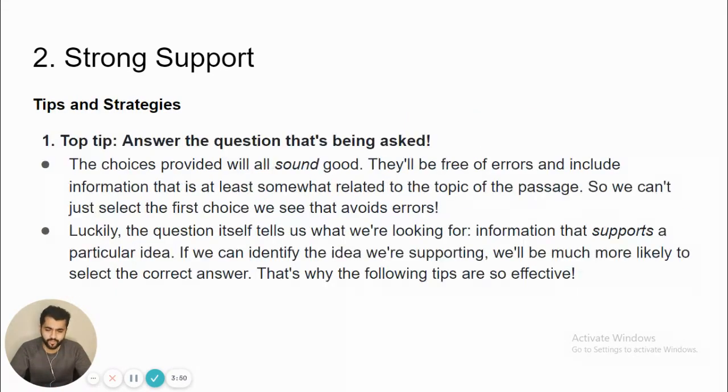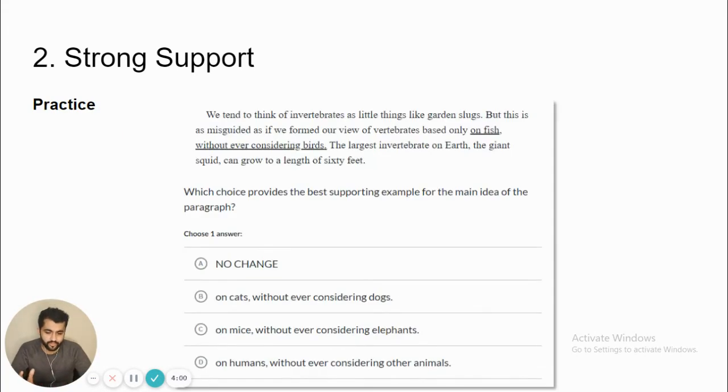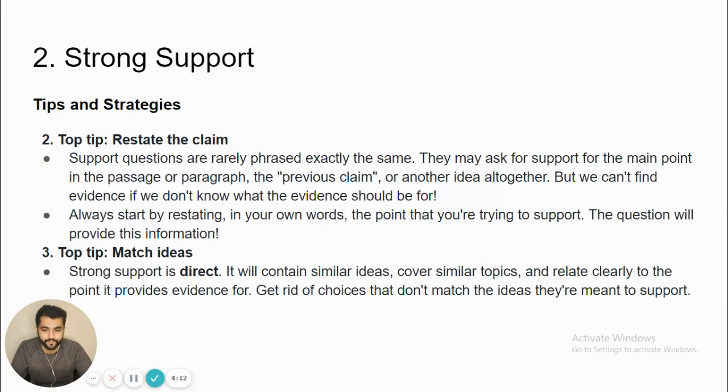If you look at top tip number one, we've been told that all of the choices will be somewhat relevant and all of them will be error free. If you look at the choices, all of them include animals, and they include two animals, and all of them are without error. So that doesn't mean the first choice that we read that is without error is the correct choice. We should be more careful.